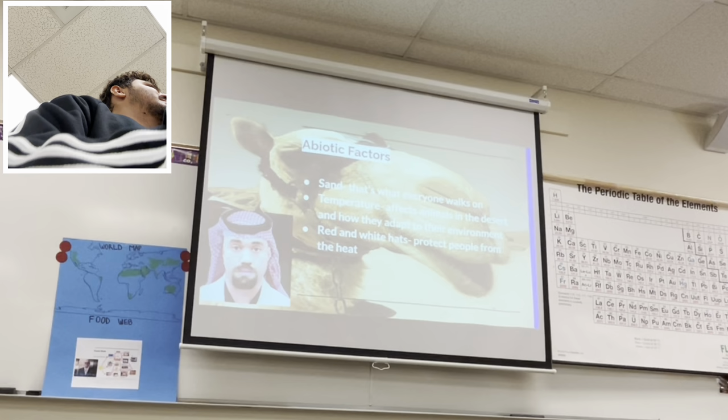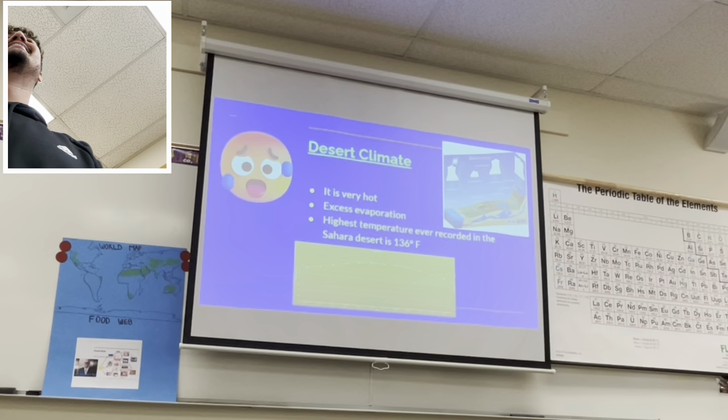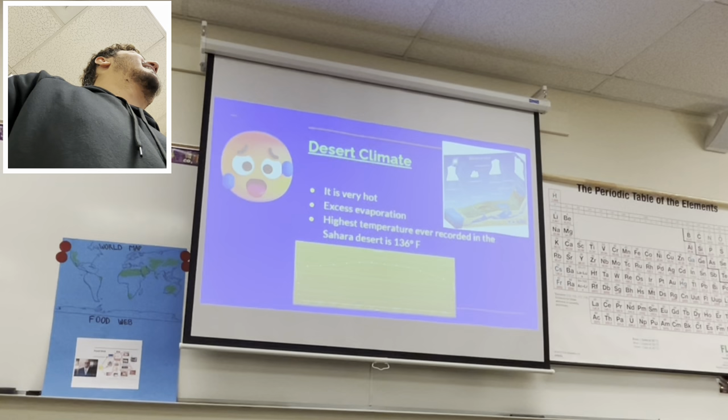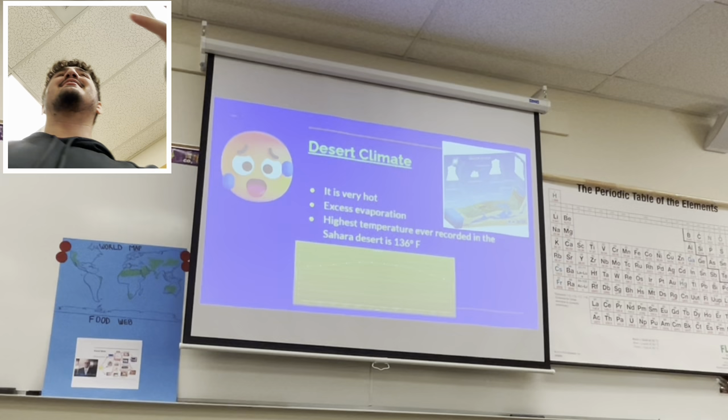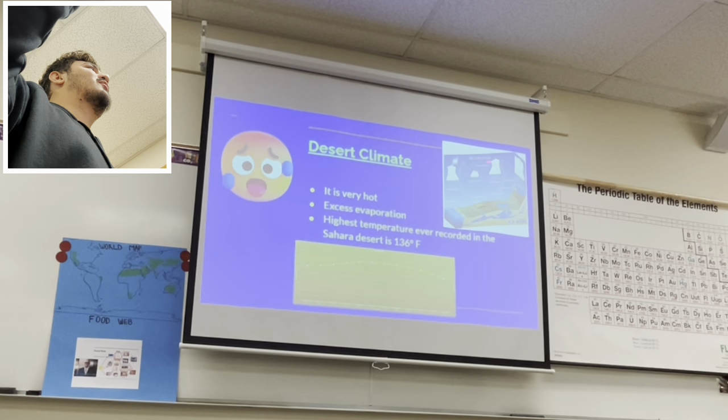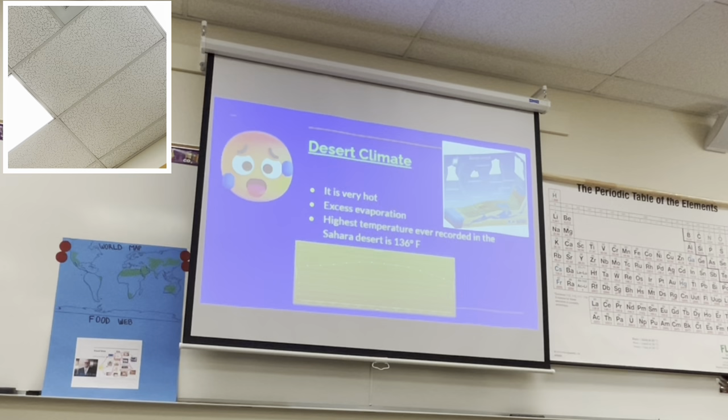Okay, so living in a desert climate, it's very hot, obviously. There's excess evaporation, so water doesn't sit for a long time in the desert. It evaporates. You can see, is this the laser? Oh yeah, see, we have the evaporation cycle right here. The highest temperature ever recorded in the Sahara Desert, 136 degrees Fahrenheit. So it's pretty hot.